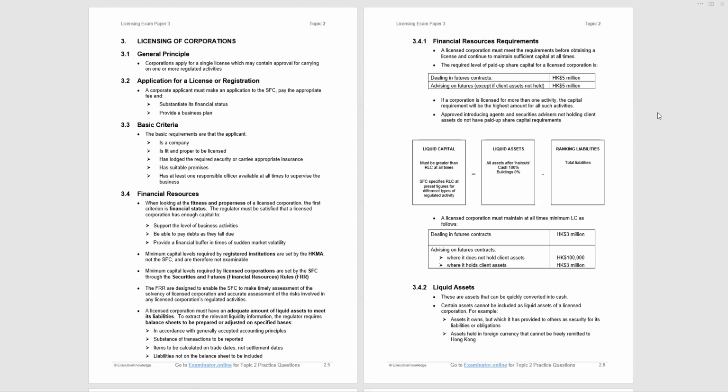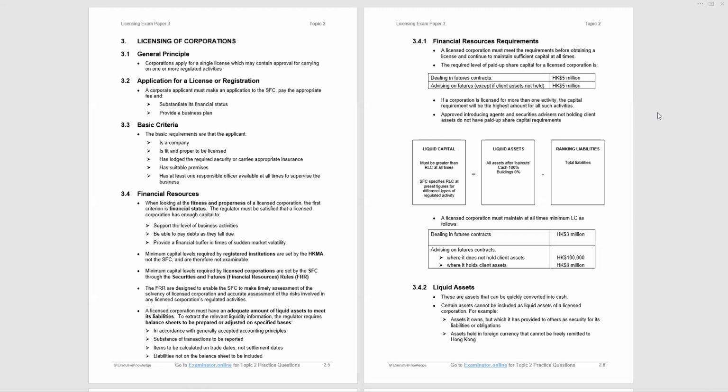Now, with regard to liquid capital, it is liquid assets less ranking liabilities. And we've given details in the boxes. Now, a licensed corporation must always maintain liquid capital above the required liquid capital. It must not go below.